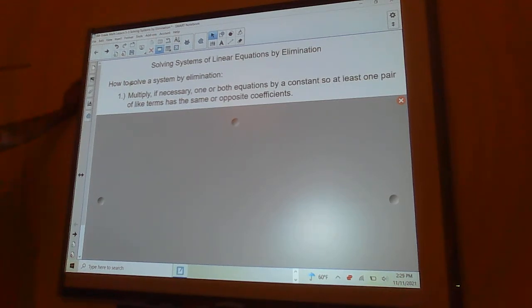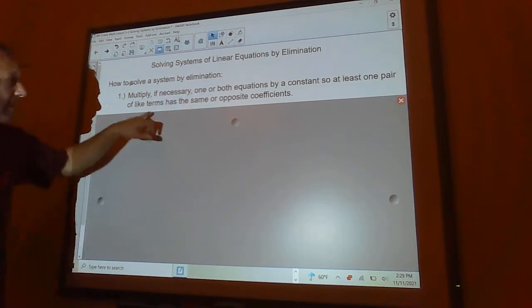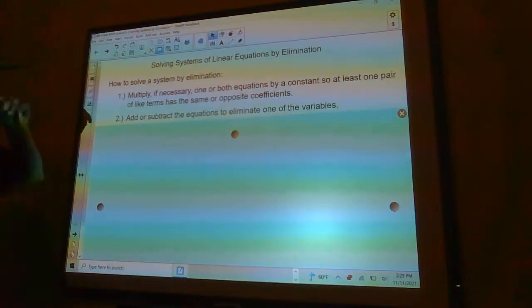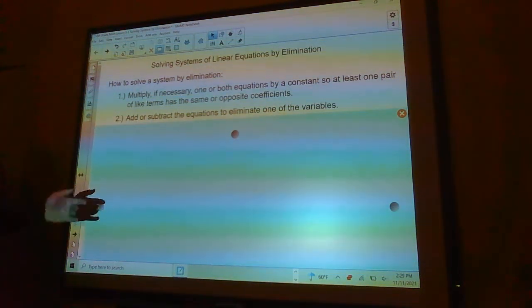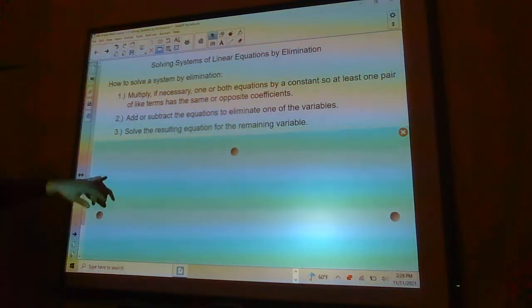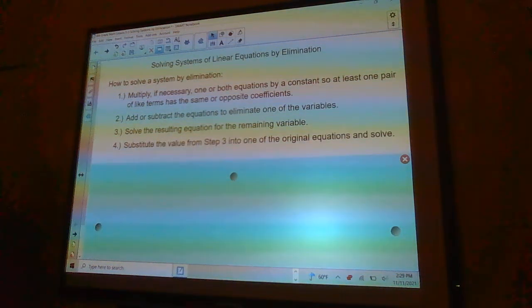But the first is multiply, if necessary, one or both equations by a constant so that at least one pair of like terms has the same or opposite coefficients. Actually, you want them to be opposite. I don't know why they said the same. Well, I guess because you could add or subtract. So you add or subtract the equations to eliminate one of the variables. You solve the resulting equation for the remaining variable. And then you substitute the value from step 3 into the original equations and solve.